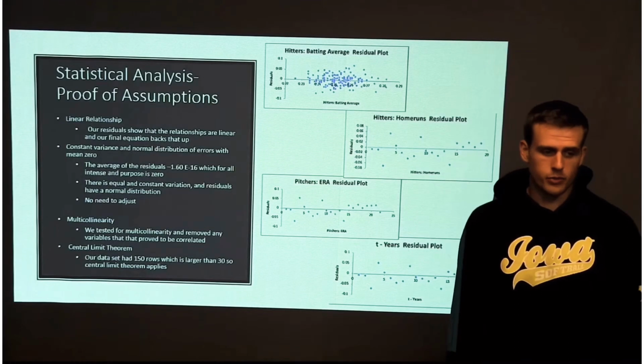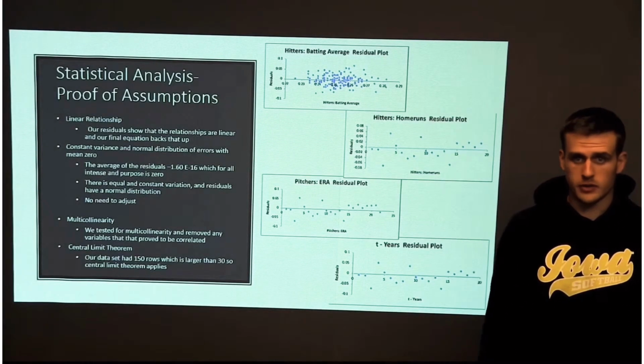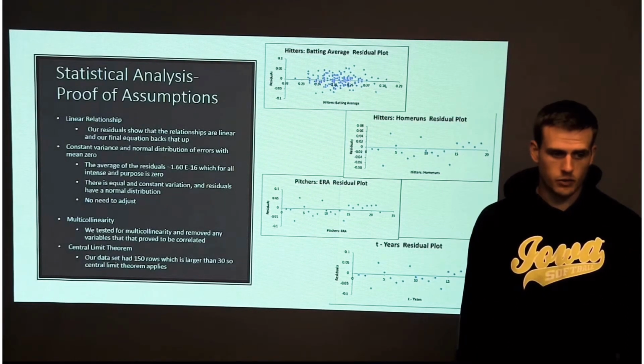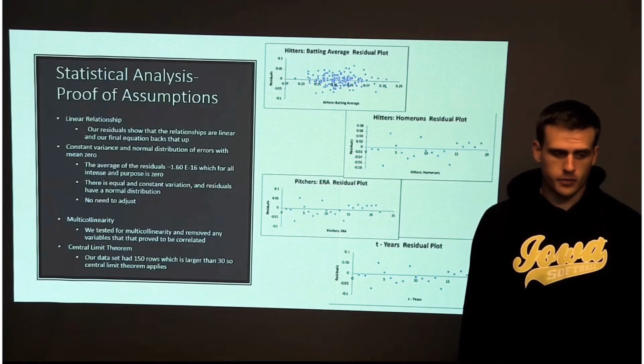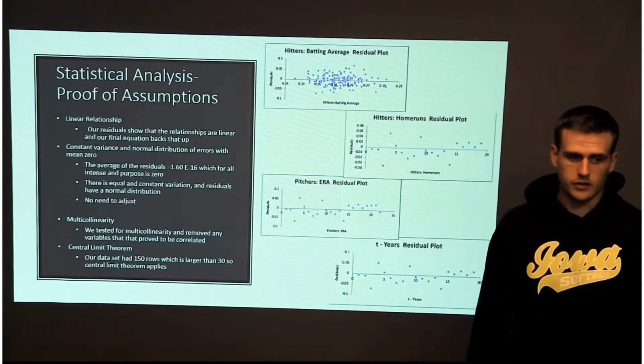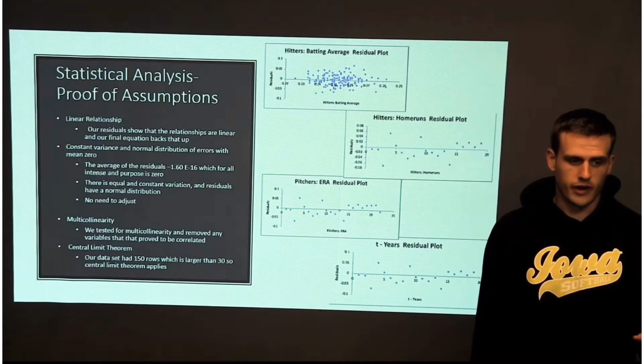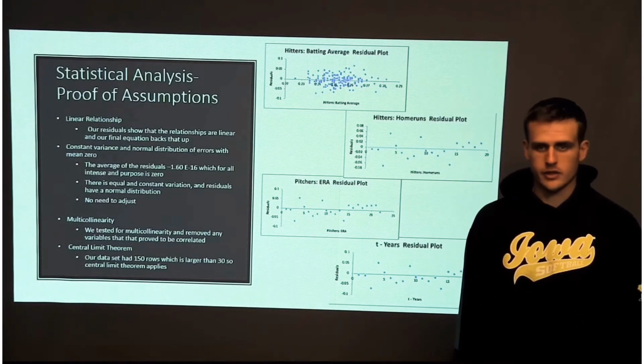So next we needed to prove our assumptions. The first thing we had to prove was that it was a linear relationship. So we looked at our residual plots, and they seemed pretty normal, as you can tell, and we also used our final equation to determine that it was in fact a linear relationship.